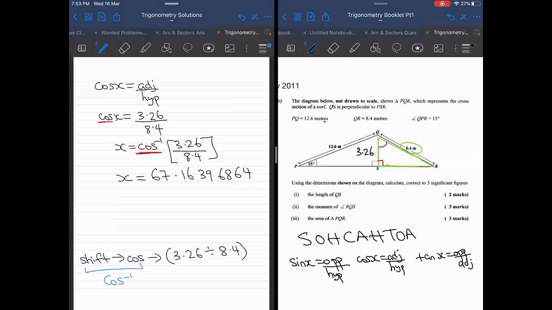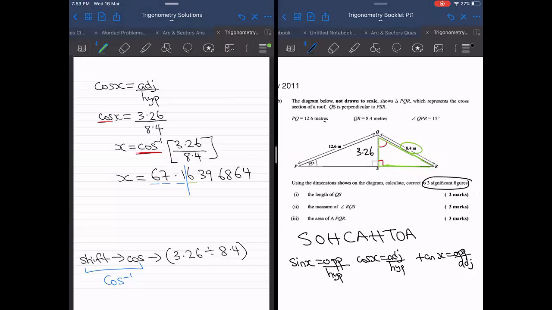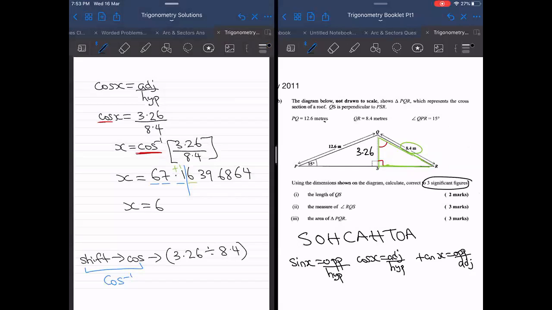Right, and then based on what I just said about significant figures, it said 3 significant figures. So we're going to start counting from the first number that is not 0. So we go 1, 2, 3. You draw the line. Look to the right. If it is 5 or more, you round up. So to get the full marks for this question, you would have to say 67.2. Anything else, you get most of the marks, but not all the marks.